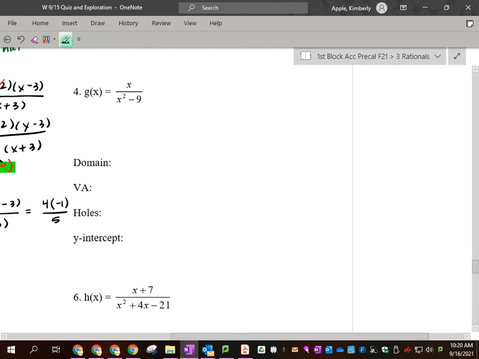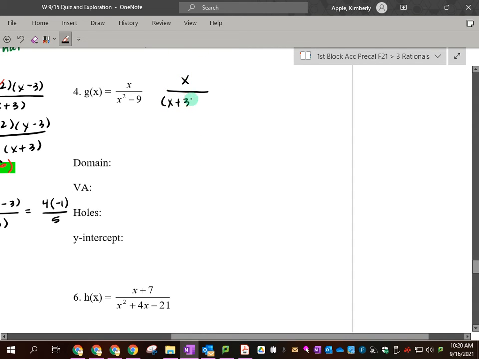So let's factor top and bottom. Top ain't going to factor. That's a done deal, right? Bottom is a difference of squares, x plus 3, x minus 3. Does anything cancel or simplify here? No, so there are no holes. But there are 2 vertical asymptotes, one at x equals negative 3 and one at x equals positive 3 because of these 2 non-simplifying factors, right?